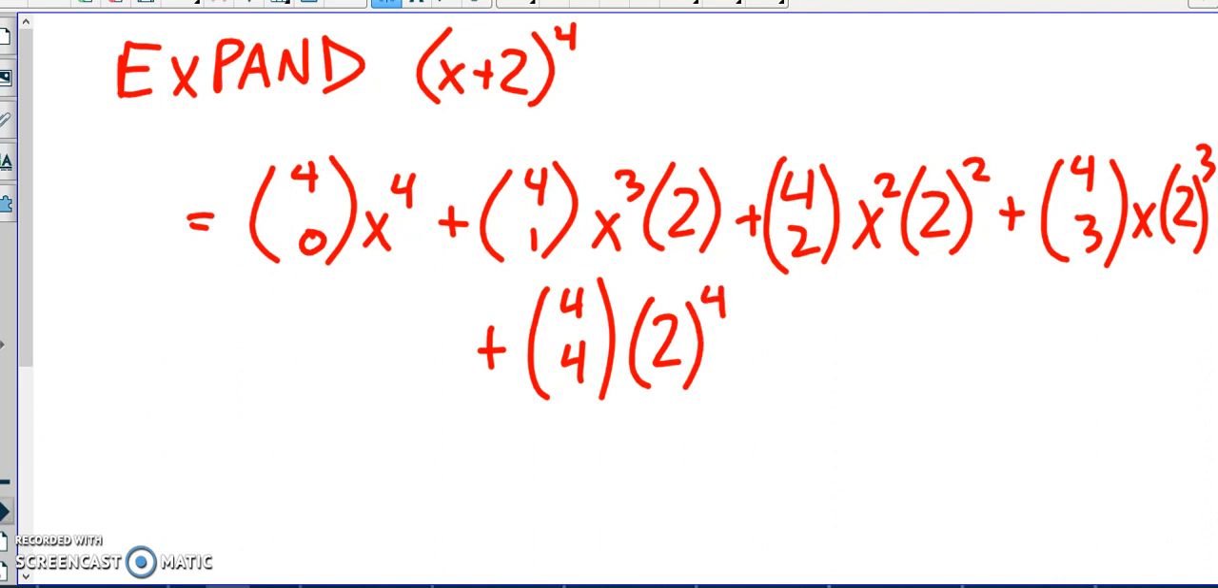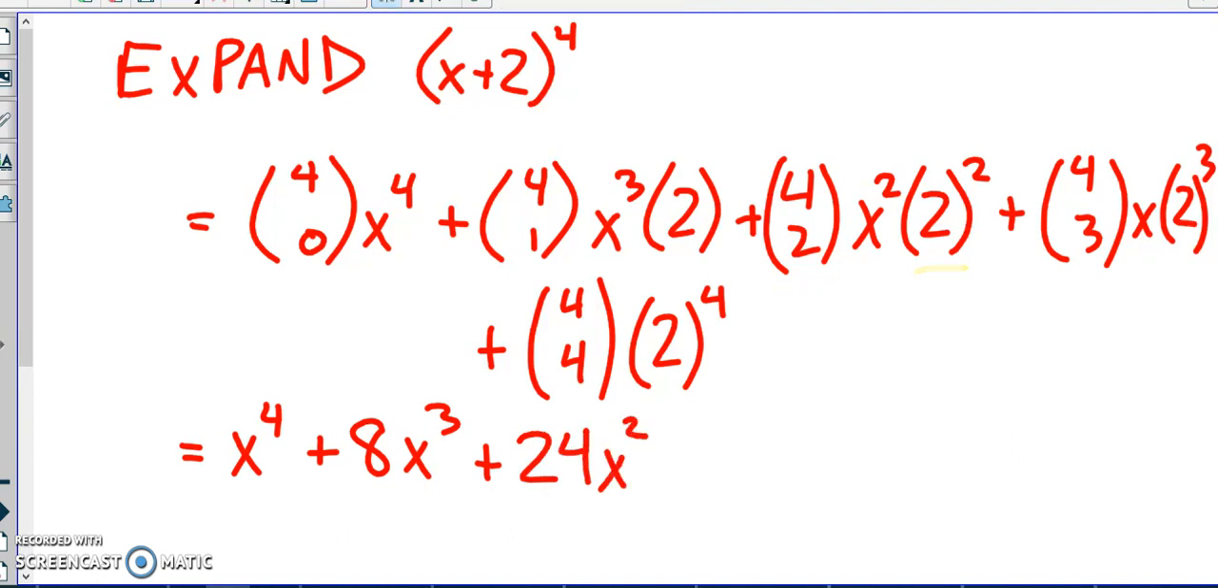Now, if you noticed, I calculated all these on the other screen. 4 choose 0 is 1, so this would be x to the 4th. 4 choose 1, I mean, we could do all those factorials, but I already told you what it is. So that would be 4 times the 2 that's sitting right here. So this 4 times that 2 would make 8. So this would be plus 8x cubed. Then you've got, that's 6, and this is 4, so that would make 24. So we have 24x squared.